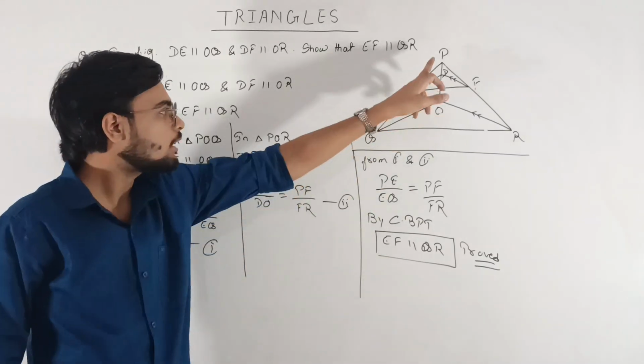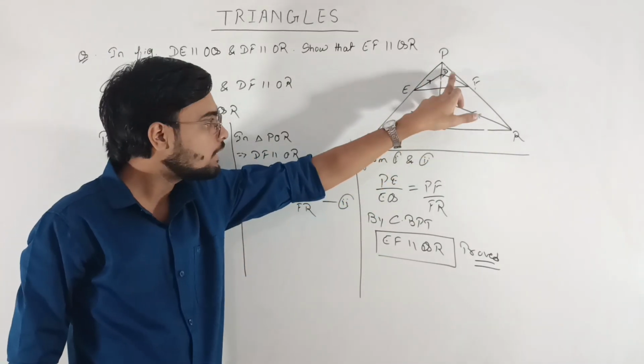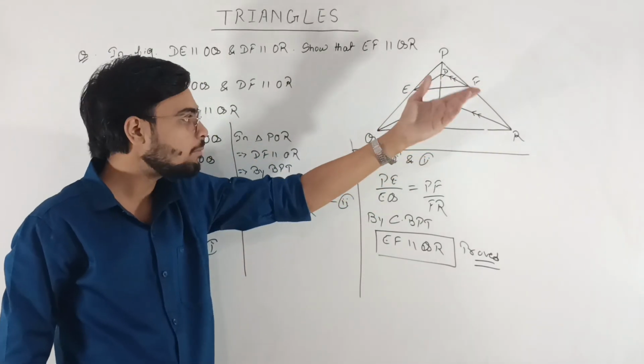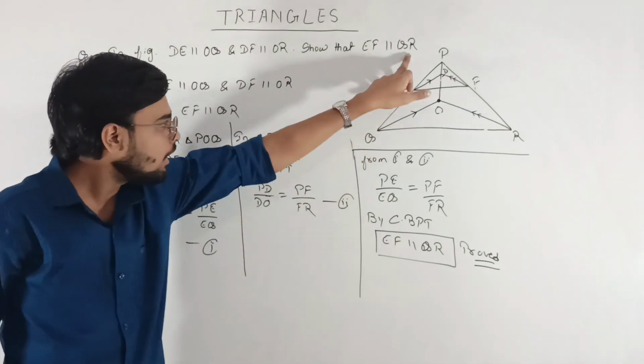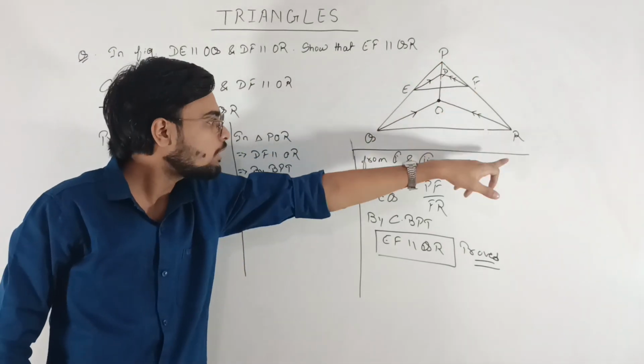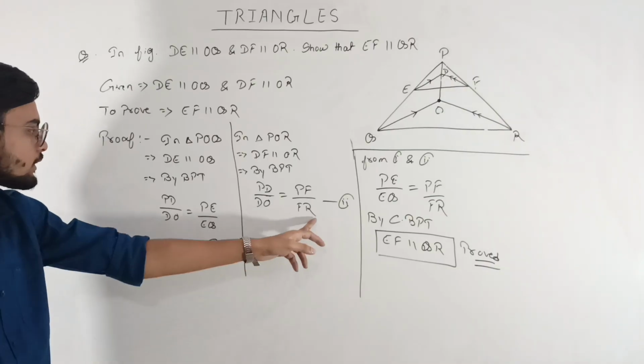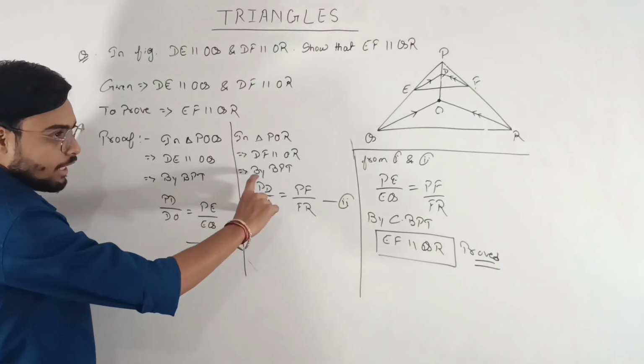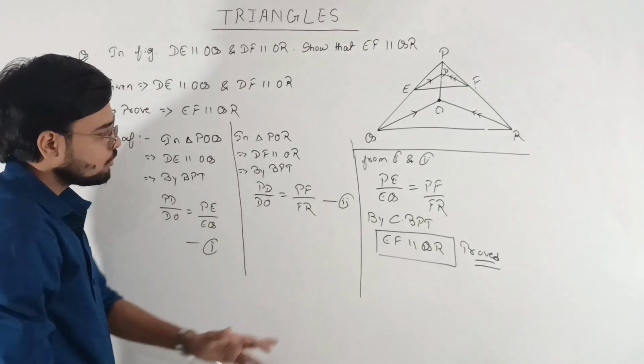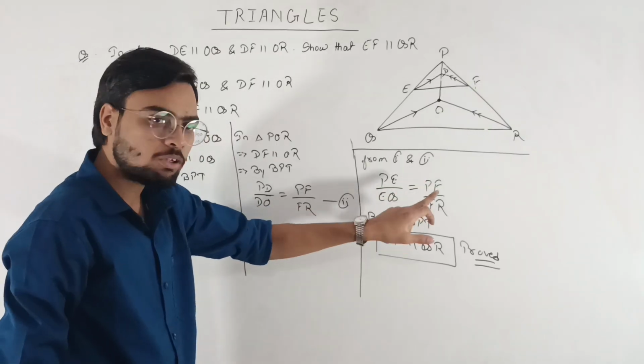Then I consider triangle POR. In this triangle, DF is parallel to OR is given. Then by BPT, PD upon DO is equal to PF upon FR. Now this is my equation second, this is my equation first. So from first and second, I see LHS are equal. Then RHS is also equal. So PE upon EQ is equal to PF upon FR.